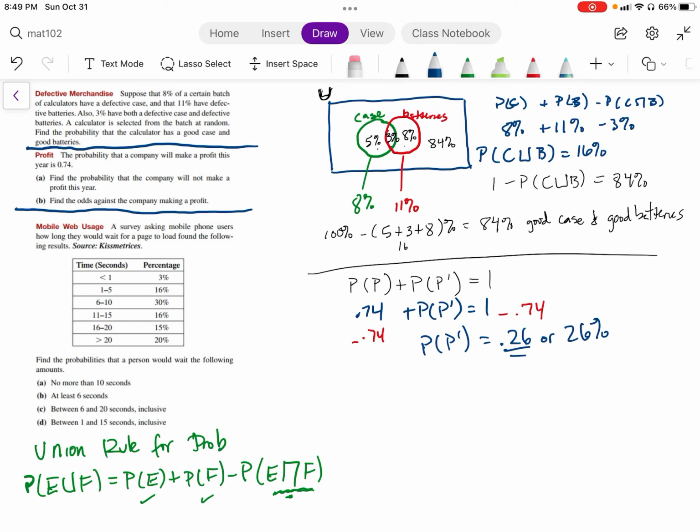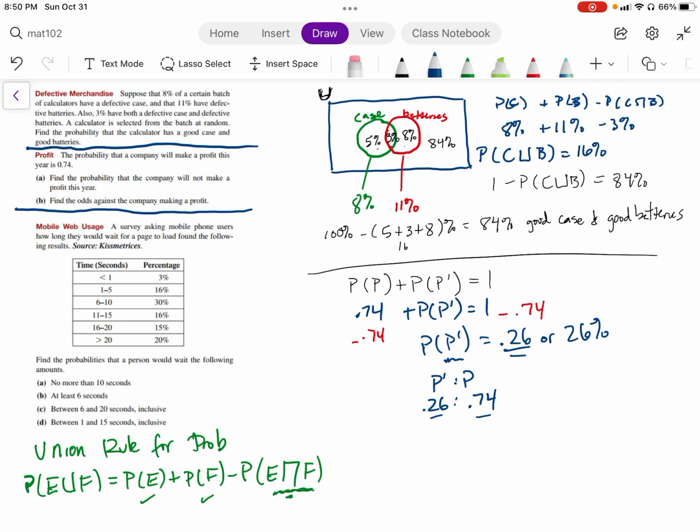Find the odds against the company making a profit. Okay, so the odds against them making a profit is like saying P prime to P, right? I need this to this. And if this is 0.26, then 0.74, as we were told, right? That's the probability they do make a profit. So the odds against them making a profit, not making a profit, to the odds they do make a profit. And reduce, I see they both divide by 2, and I think that's it.